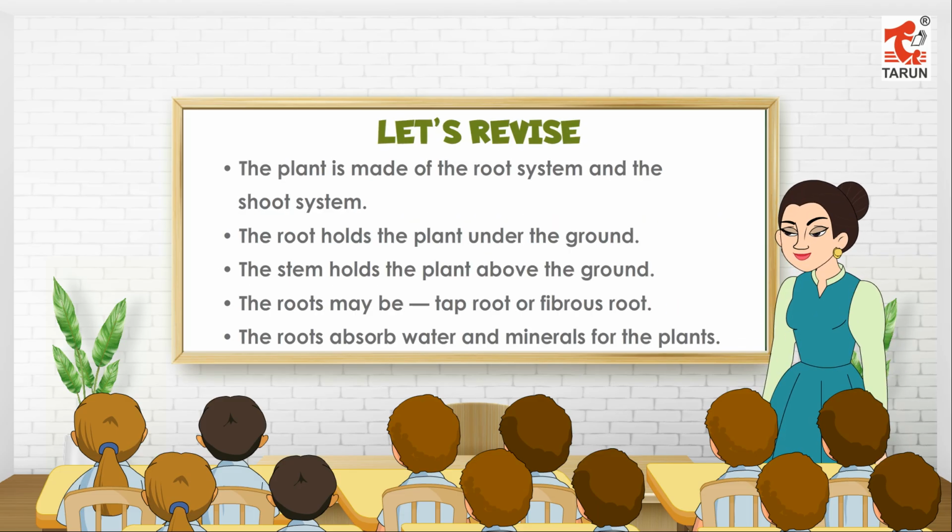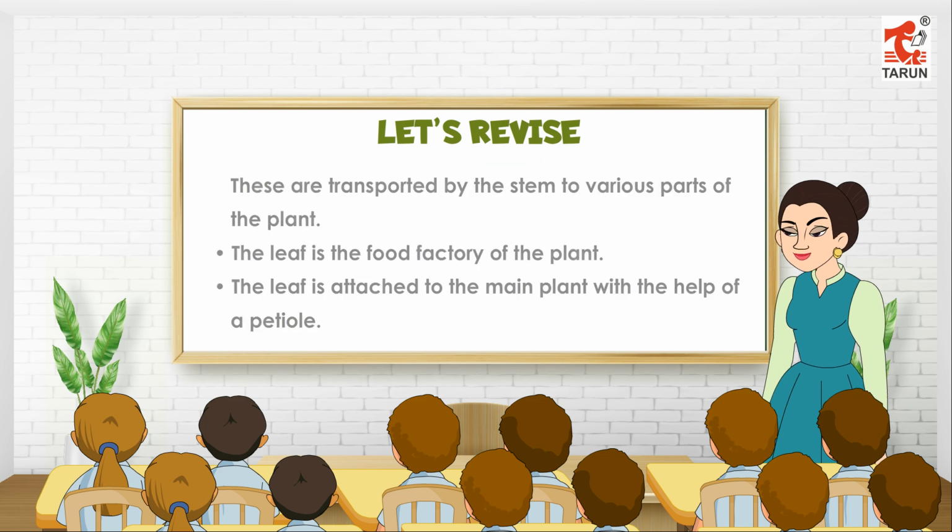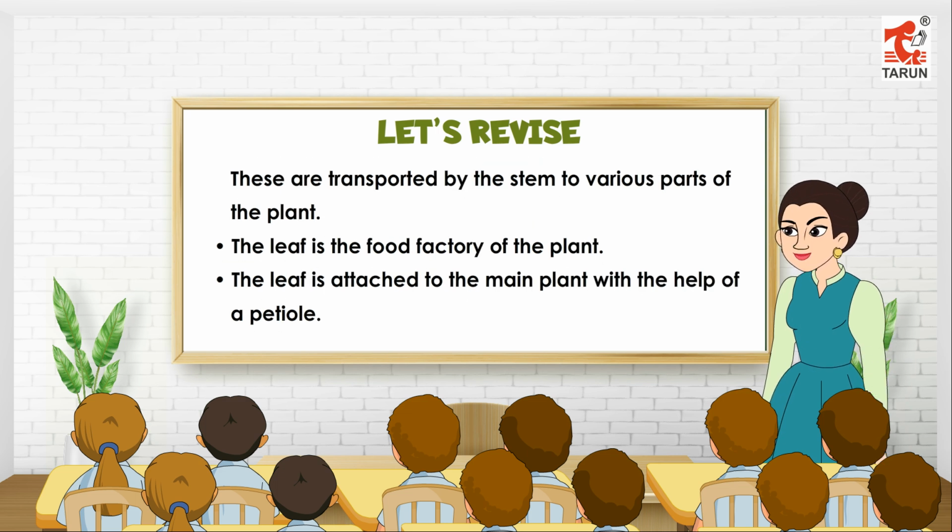Let's revise. The plant is made of the root system and the shoot system. The root holds the plant under the ground. The stem holds the plant above the ground. The roots may be tap root or fibrous root. The roots absorb water and minerals for the plants. These are transported by the stem to various parts of the plant.